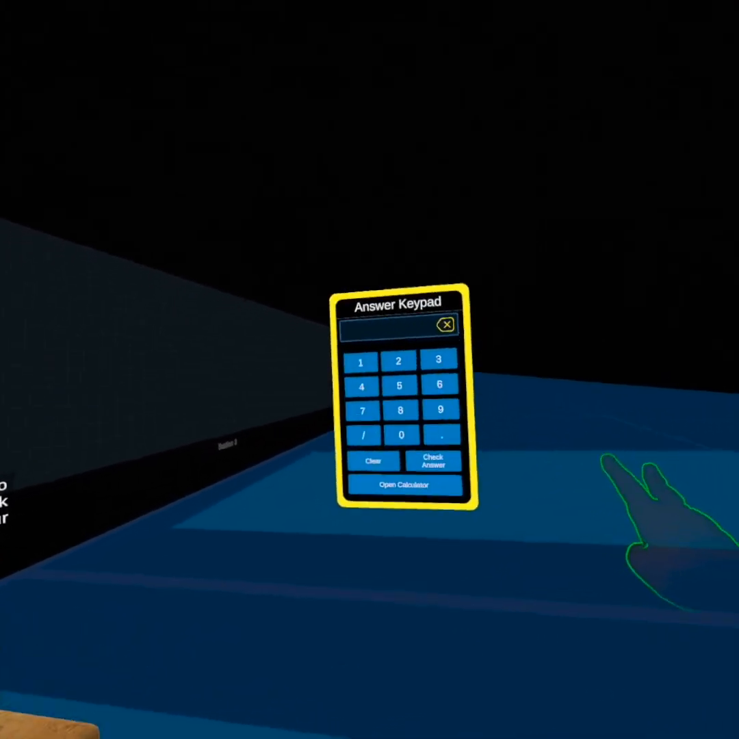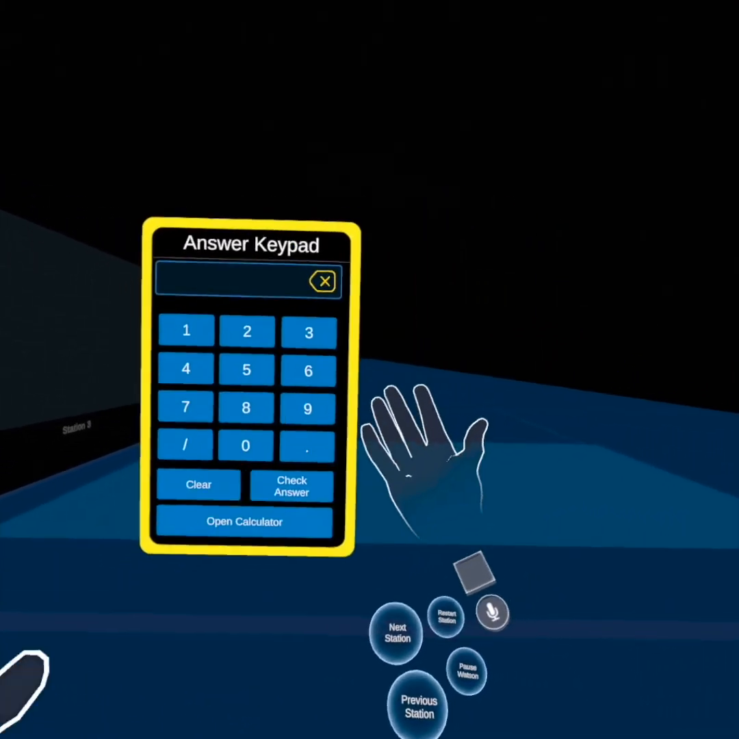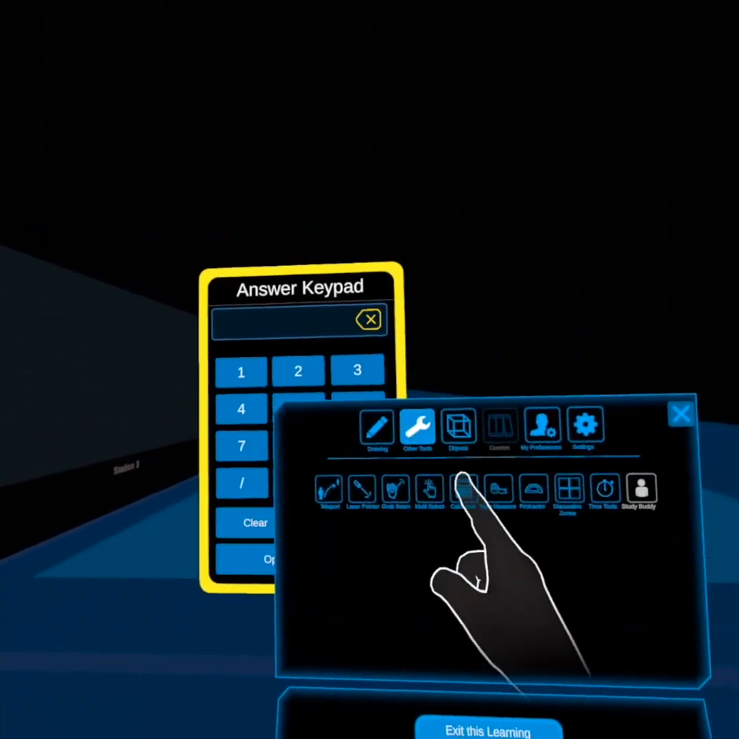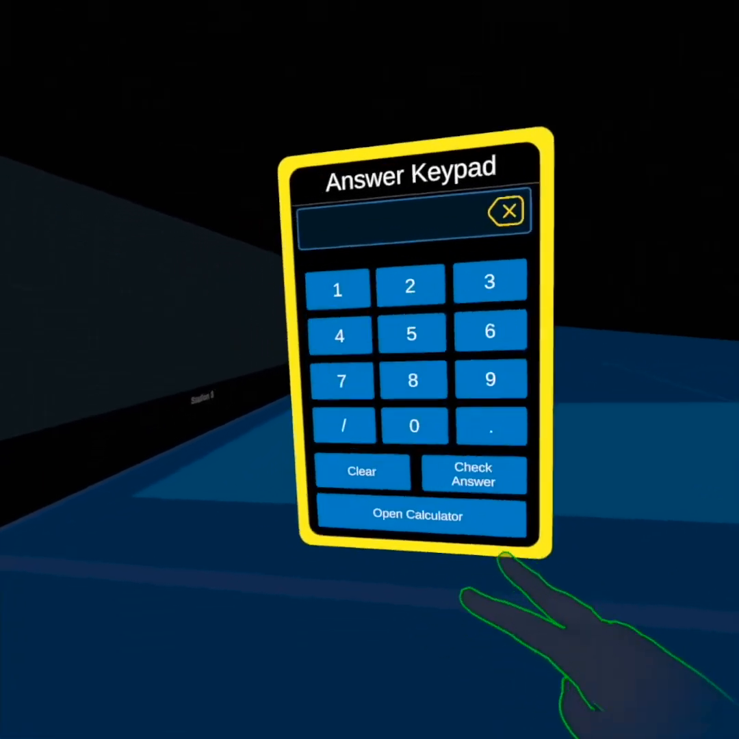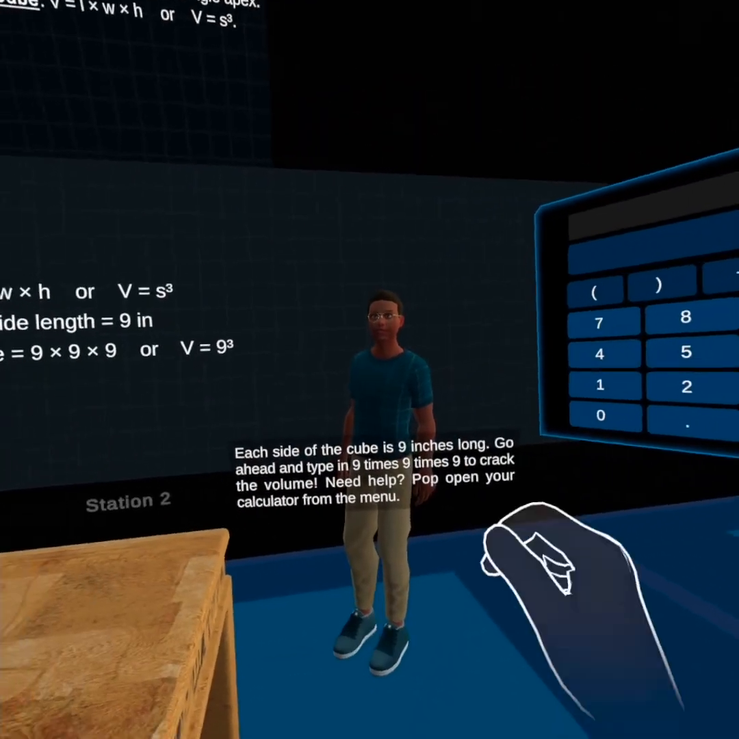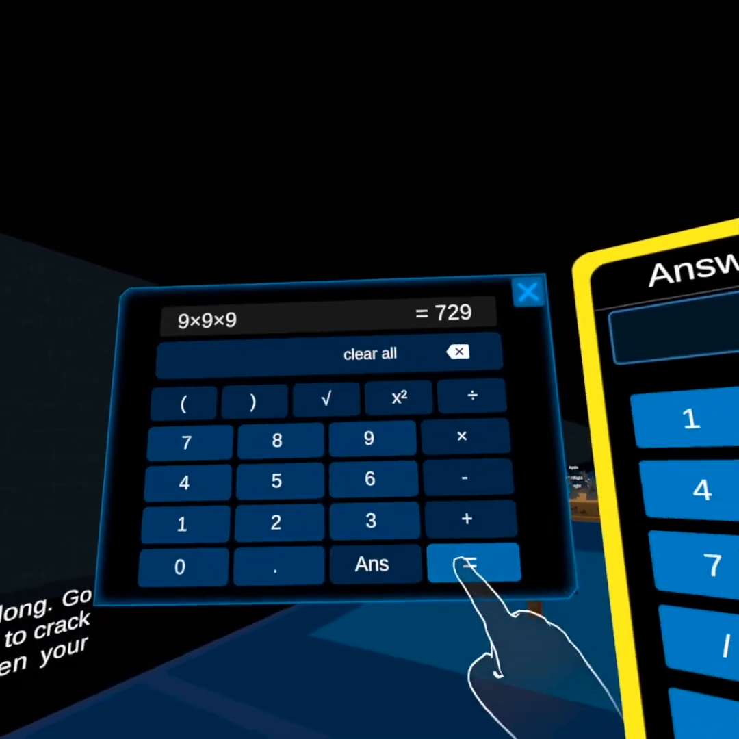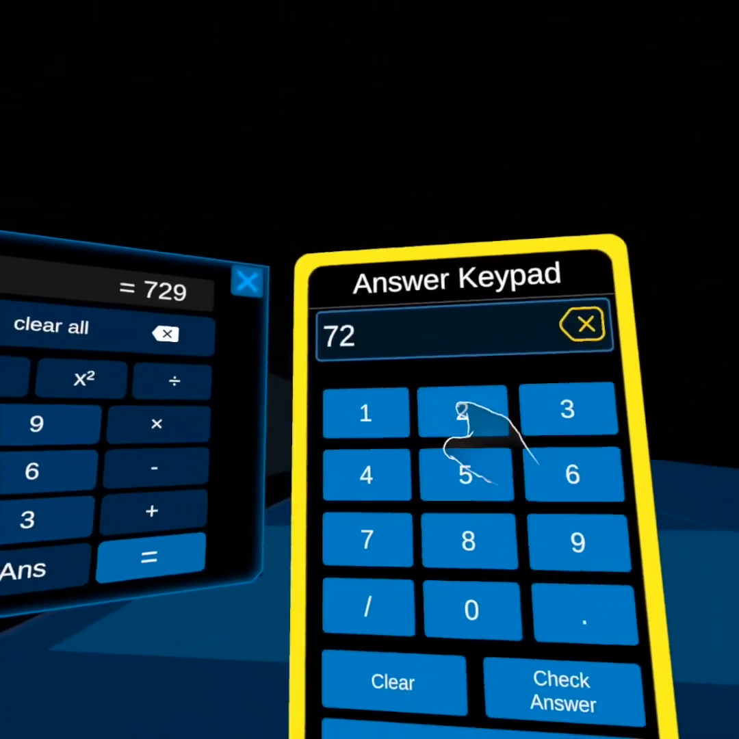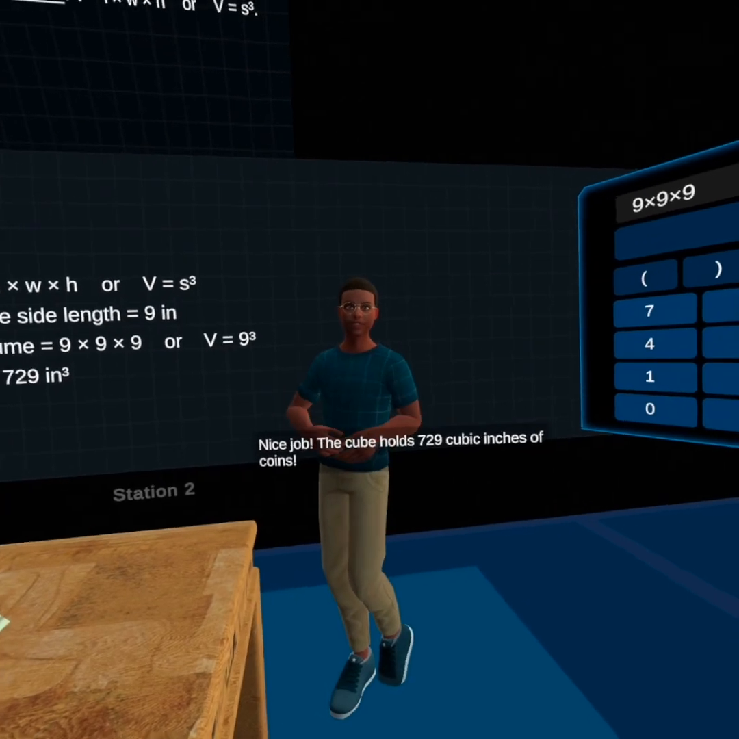We have an answer keypad highlighted in yellow, so I know where to work. I can either open the calculator that's associated with the keypad, or if I pop open my menu under other tools, I can also find a calculator. I'm going to close this one and just use the one on the answer keypad. Watson gives me the directions: 9 times 9 times 9. And then I enter my answer. Nice job. The cube holds 729 cubic inches of coins.